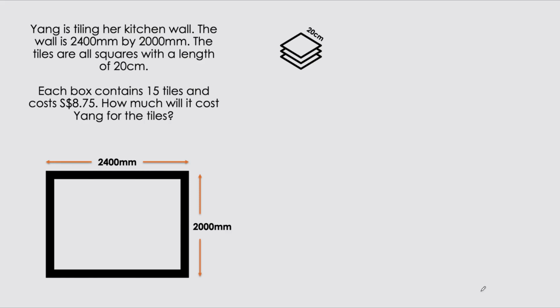Now Yang is tiling her kitchen wall. The wall is 2400 millimeters by 2000 millimeters. The tiles are all squares with a length of 20 cm. Each box contains 15 tiles and costs 8.75. How much will it cost Yang for the tiles?